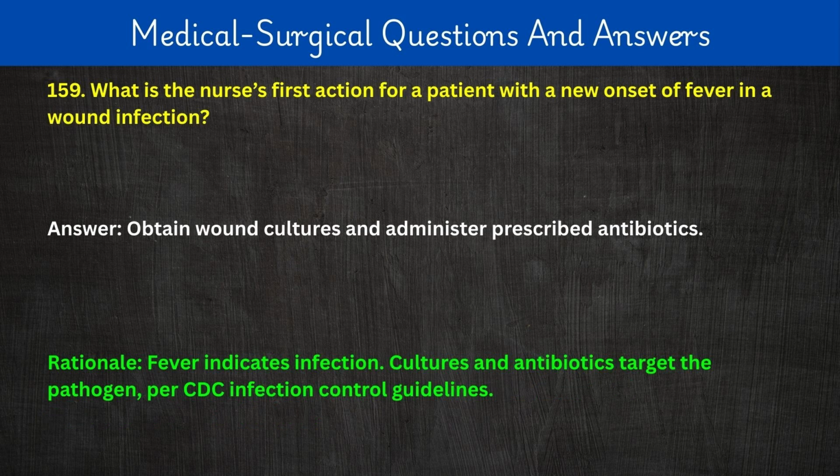159. What is the nurse's first action for a patient with a new onset of fever in a wound infection? Answer: obtain wound cultures and administer prescribed antibiotics. Rationale: fever indicates infection. Cultures and antibiotics target the pathogen, per CDC infection control guidelines.